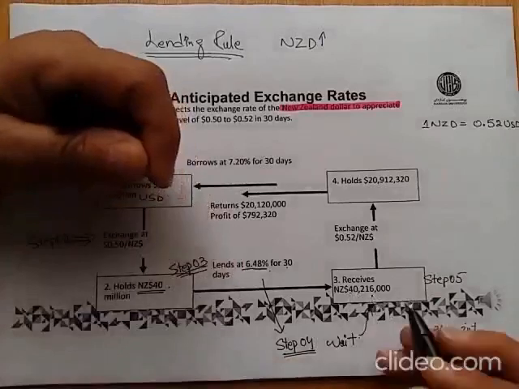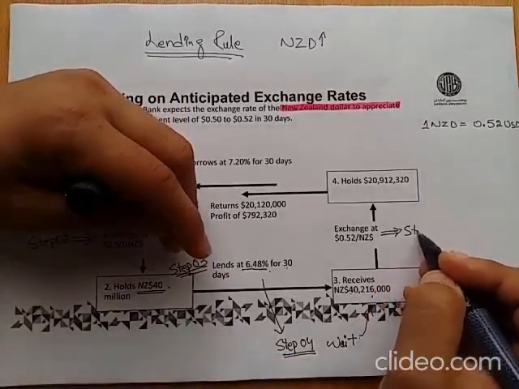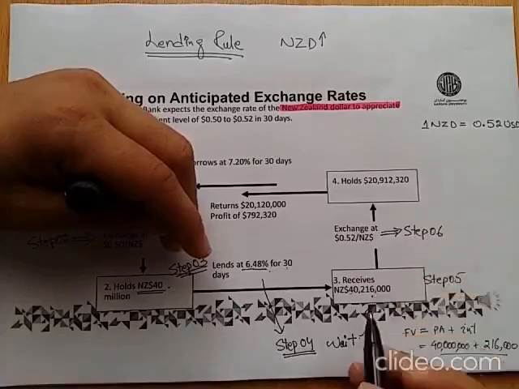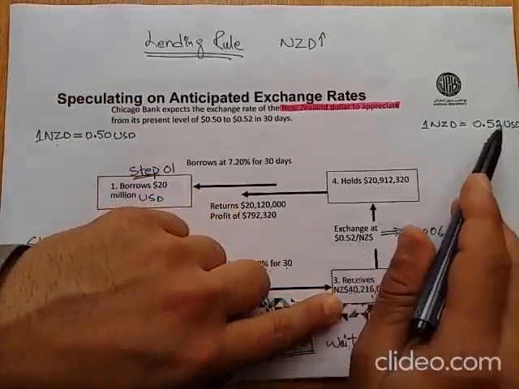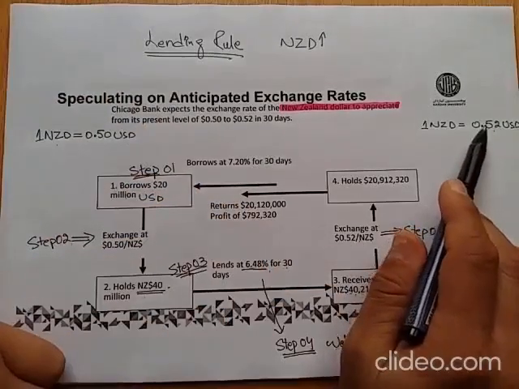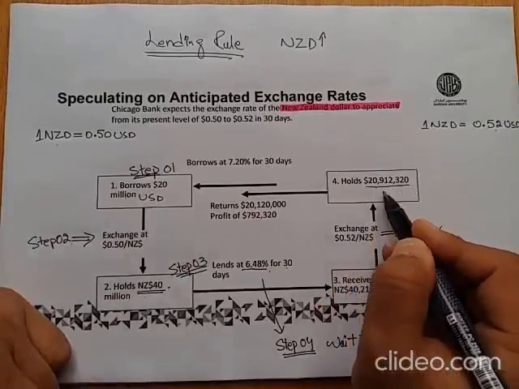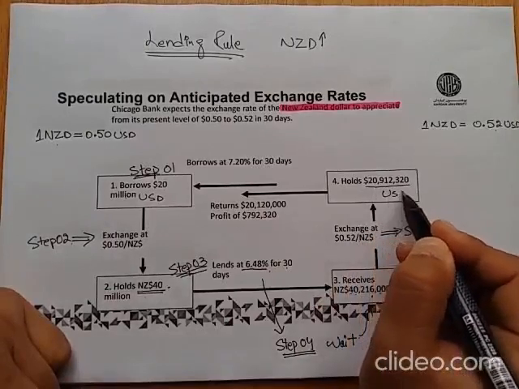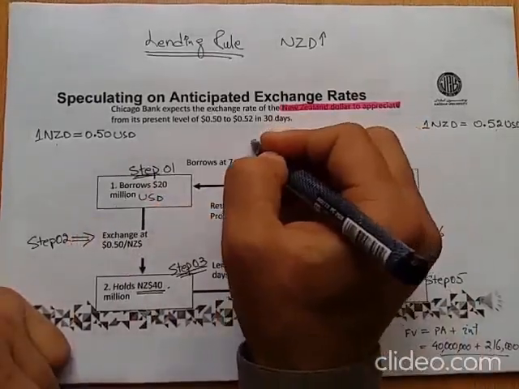Then in step number 6, I will convert all of this money I have received. I will convert this 40 million 216,000 New Zealand dollars into USD at the conversion rate given here. When you convert it, we get this much USD. What should I do with this? I should return the loan in step number 7.